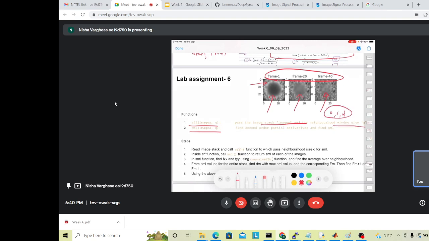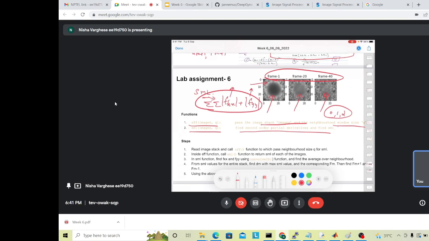Then the SML function takes the images and the neighborhood size, and finds the second order partial derivatives and the final SML. So what is SML? Sum modified Laplacian. The modified Laplacian is mod fxx plus mod fyy. First find fxx, then find fyy, find their magnitudes and add them to get the modified Laplacian. Sum modified means you sum it over the neighborhood. Then you will get some value for every pixel at every frame. So this is what you have to do.